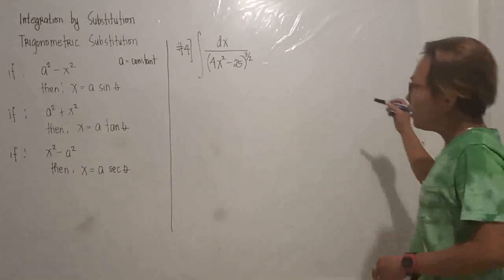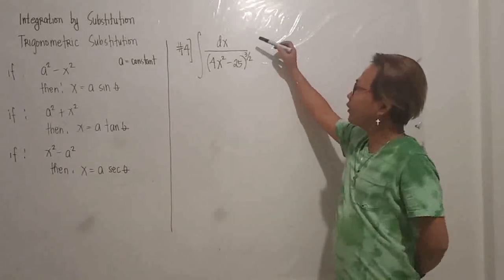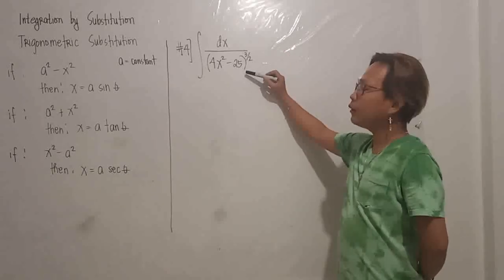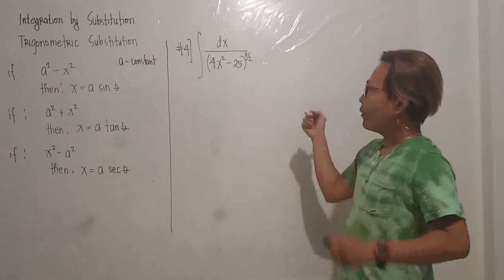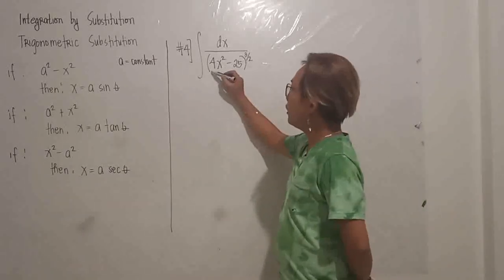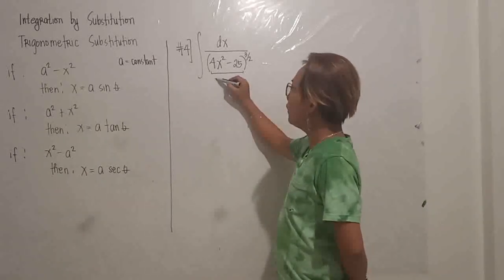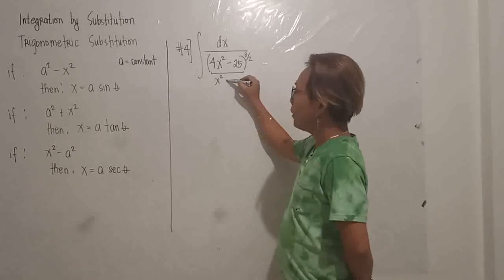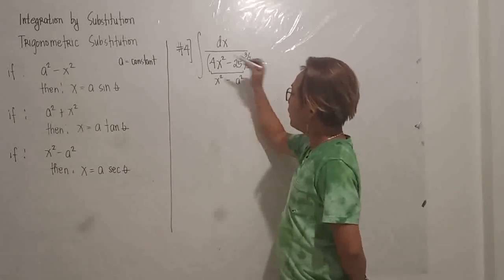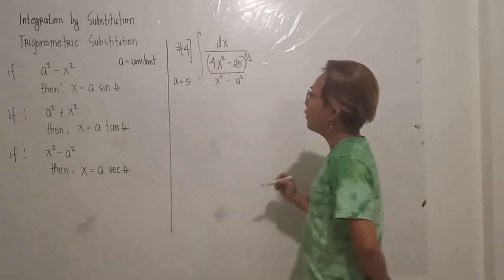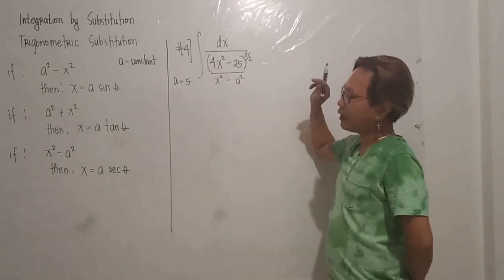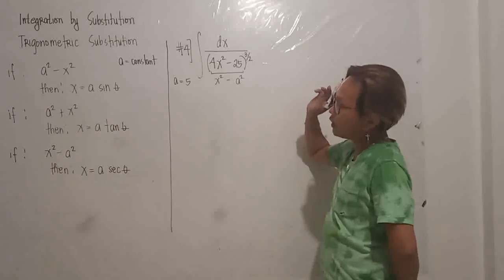Okay. Example number 4 is the integral of dx all over the quantity of 4x squared minus 25 raised to 3 halves. Now, if you will notice at the equation, this is in the form of x squared minus a squared, wherein the value of a is 5. Now, you will have to set the trigonometric substitution.